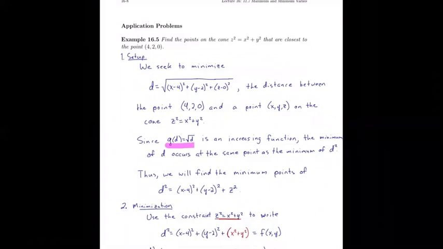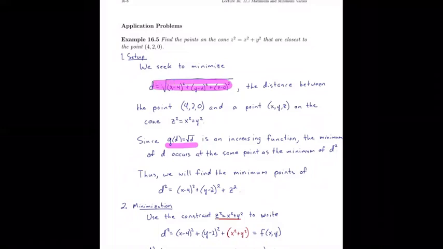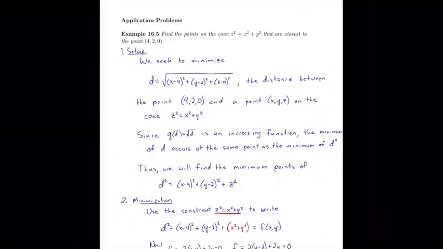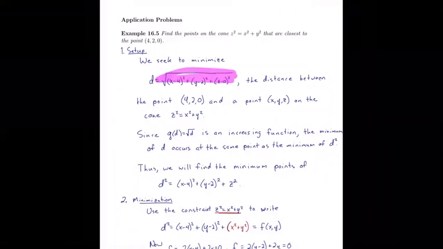Since g of d equals square root of d, in other words, since the square root function is an increasing function, we don't need to minimize the whole square root of this expression, right? We can simply minimize d squared. So the trick is to minimize d squared because its minimal points occur at the same points as the minimum of d. In other words, we can use d with the radical expression up here and try to minimize that with partial derivatives setting things equal to 0, or we can find the same minimal points by minimizing d squared itself.